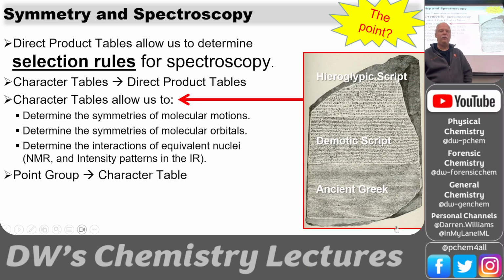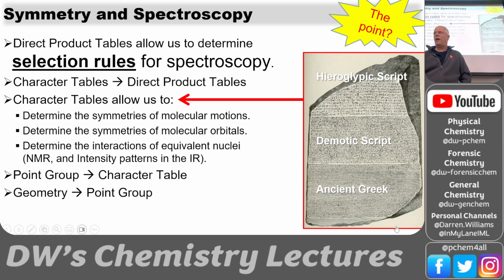And then we get the character table by determining the point group. So the point group is a designation for that molecule. It has a particular symmetry. And so we will identify that point group, and that will tell us what character table to use, which will tell us what direct products to use, which will allow us to answer our question of is this peak or transition allowed. And then how do we get the point group? We need to know the geometry of the molecule.